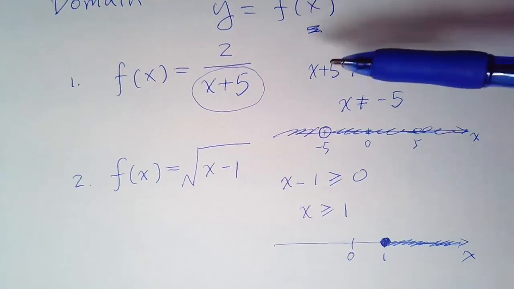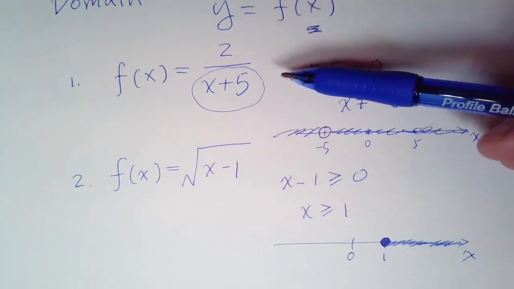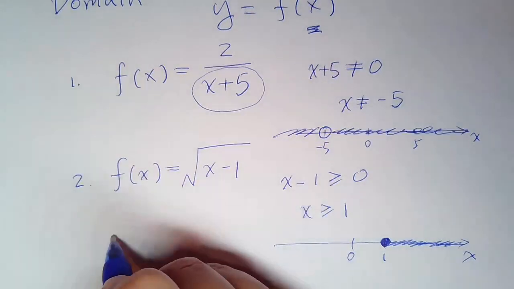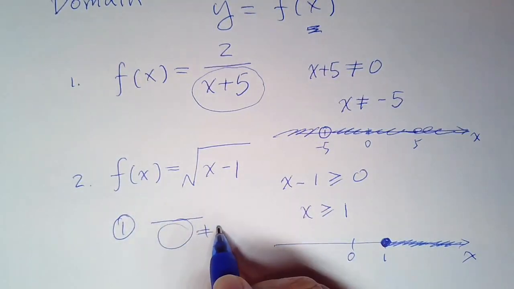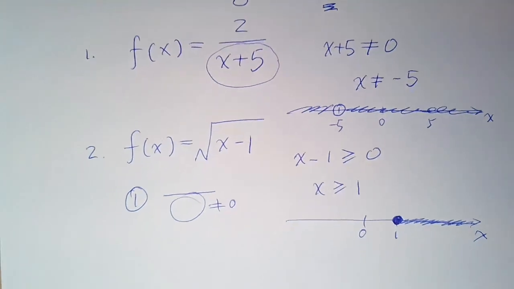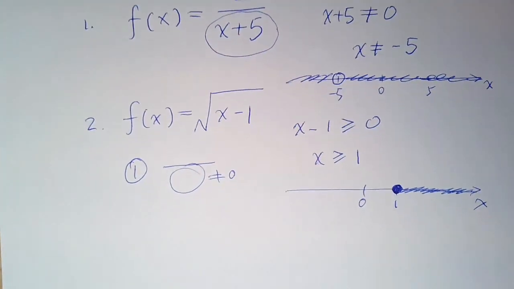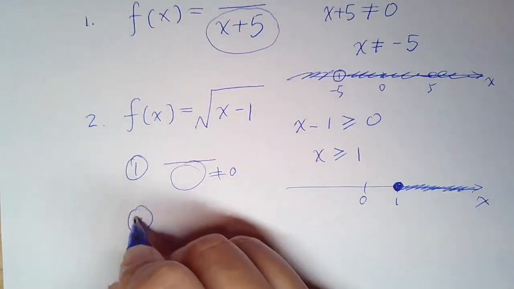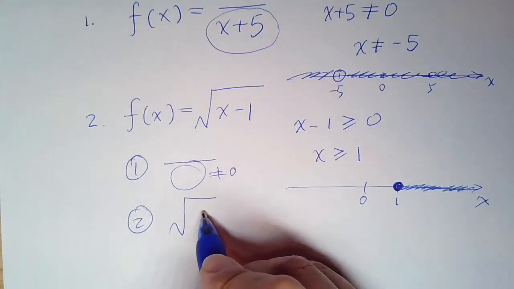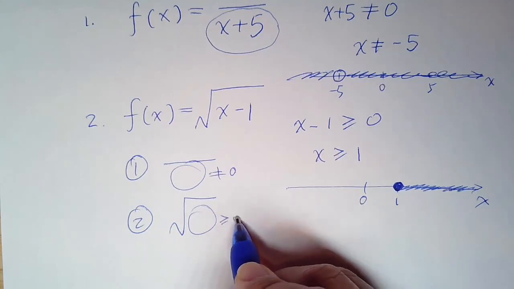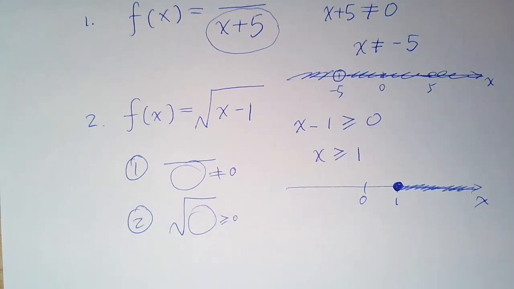All right, now what did you see? When we talk about the domain, you have to worry about several things. The first, this denominator cannot be 0. I just write it this way so you can remember. And the top can be anything. The second thing you need to worry about is the square root. And this has to be greater than or equal to 0. So that is the second thing.